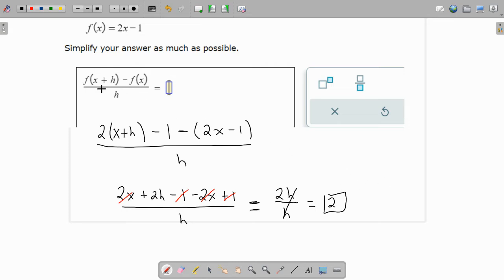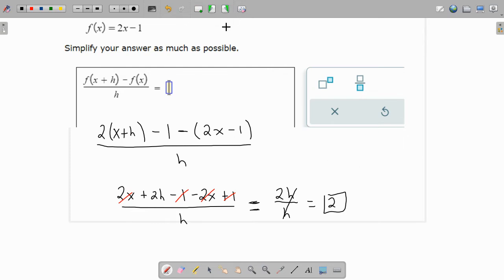So you're left with 2. All I did was plug in x plus h for x. I got 2 times x plus h minus 1 minus the original function, all in parentheses. I distributed the negative 1 and combined like terms. Those cancel, those cancel. If your non-h's don't cancel, you probably messed up a sign. So just go back and check. Make sure you distribute right. Make sure you distribute the negative 1 right.